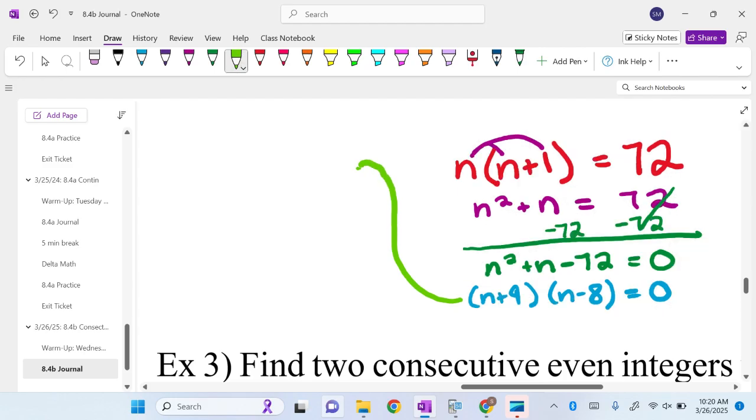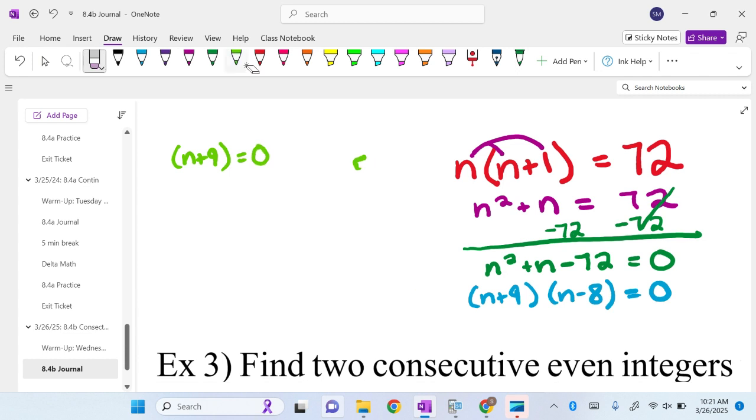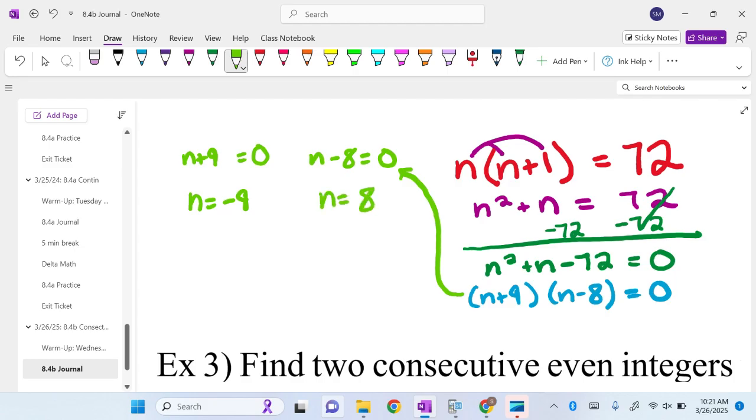What's my last step here? Write the mini equations and solve them. So I'm going to write them over here. So I got n plus 9 equals 0. And n minus 8 equal to 0. So I wrote my two mini equations by breaking apart my two factors. So if I solve them really quickly, you would subtract 9 to both sides, n would equal negative 9. The second one, you'd add 8 to both sides, and it would equal 8.